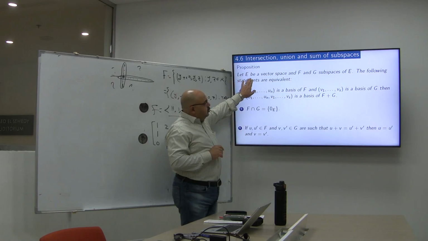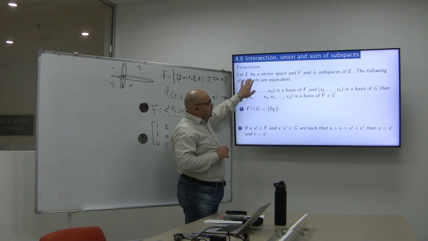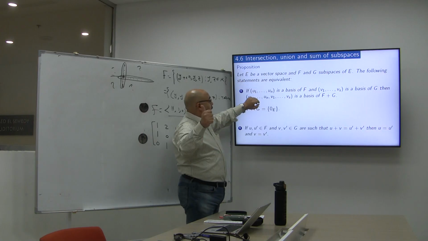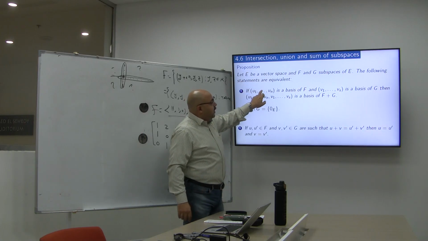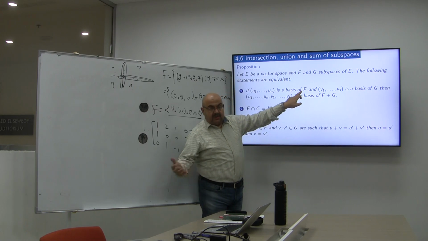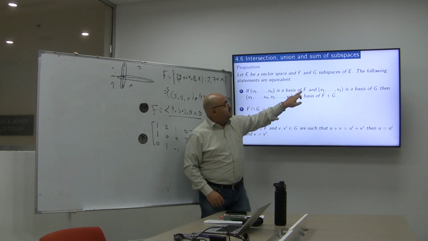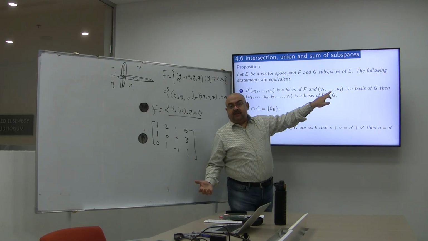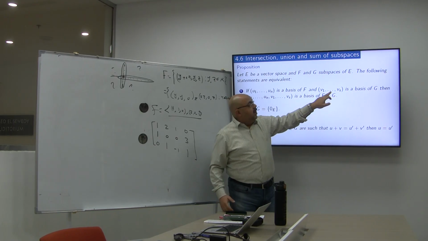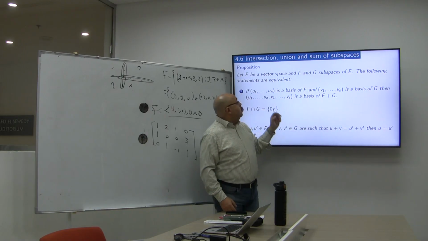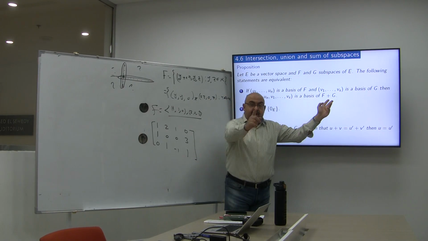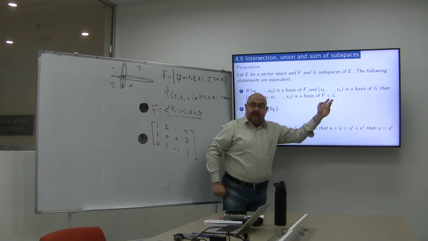Let E be a vector space and F and G are subspaces of E. The following statements are equivalent to each other. Number one, if U1 to Un is a basis for F, so it's a subvector space, the basis of a subvector space, and V1 to Vs are the set of the other subvector space G. Combining them together is a basis of F plus G. This is what happened in the previous example.